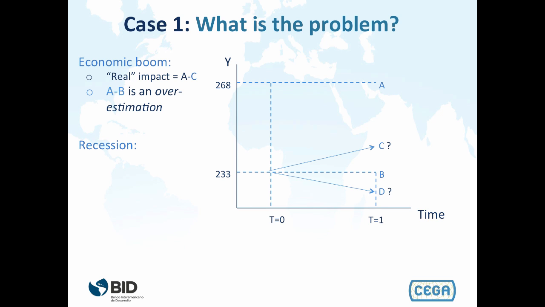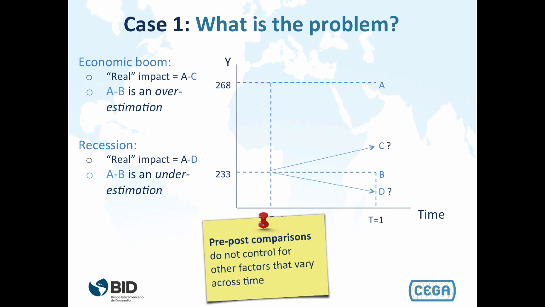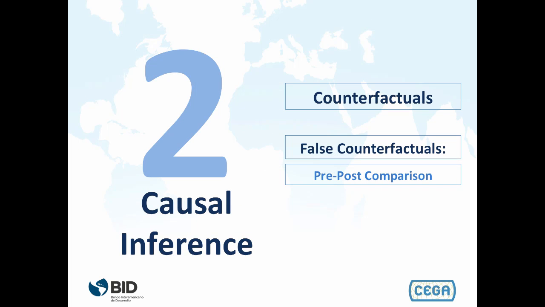Another example is, suppose there was a recession and people's income fell. Well, then their food consumption might have fallen as well, so it went down to point D. In this case, the real impact is A minus D, and we would have underestimated the impact by using A minus B. Pre-post comparisons do not control for other confounding factors that vary over time. The difference between pre and post is driven both by the intervention and other factors such as change in the underlying economy, differences in weather, differences in other public policies.